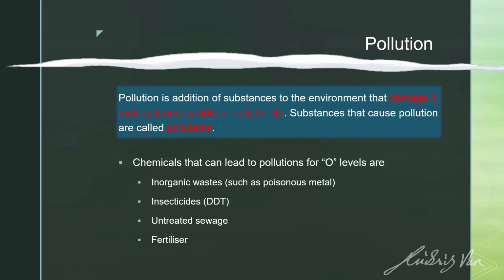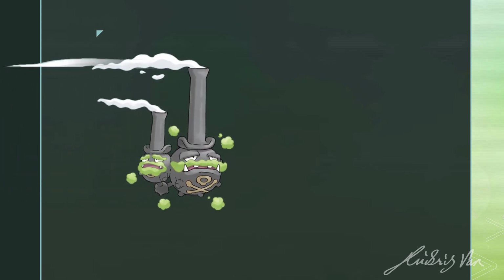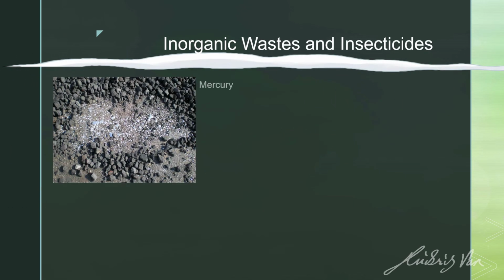For this video, we will focus on how inorganic waste and insecticides affect the aquatic animals as well as us. So one of the examples of inorganic waste is mercury, and other inorganic waste can easily be released from factories if there is no regulation. Those inorganic wastes can dissolve in water and affect the aquatic life.